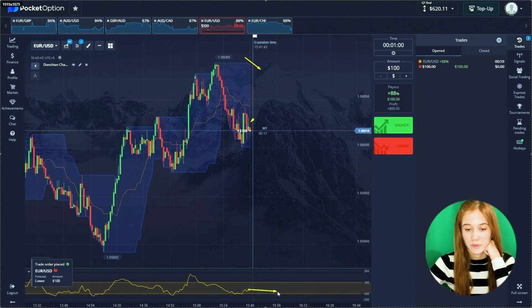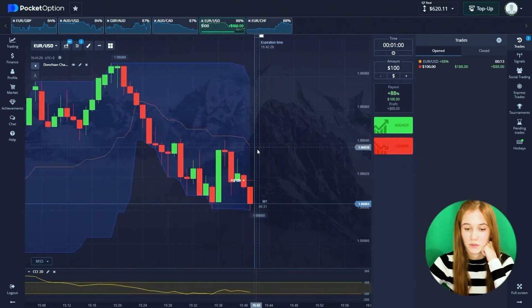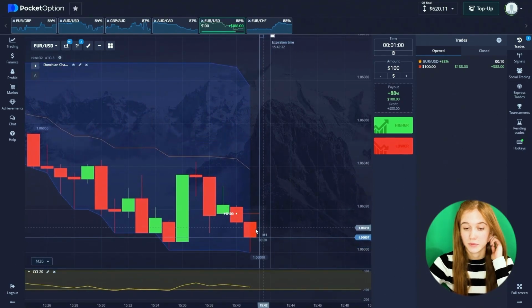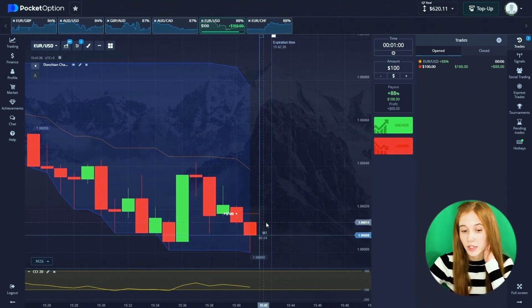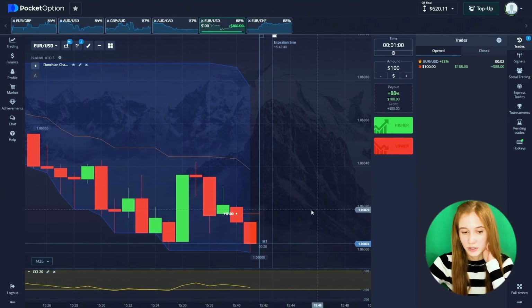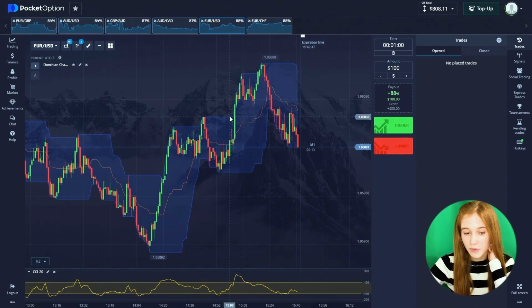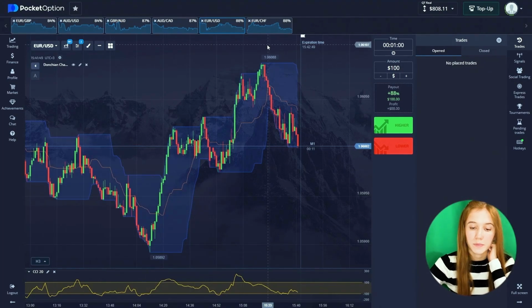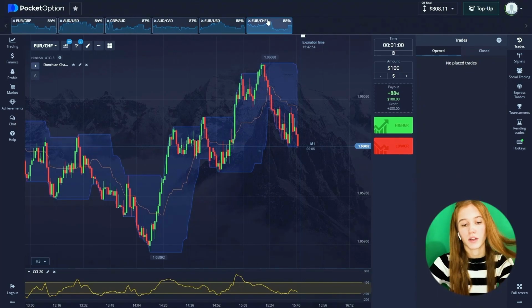CCI, the line is in a lower position. We're stable. Drawdown is getting even greater, but nevertheless we have to wait until the end of the deal. Absolutely everything can change at the last moment. Plus deal, and our profit is $88. Good.